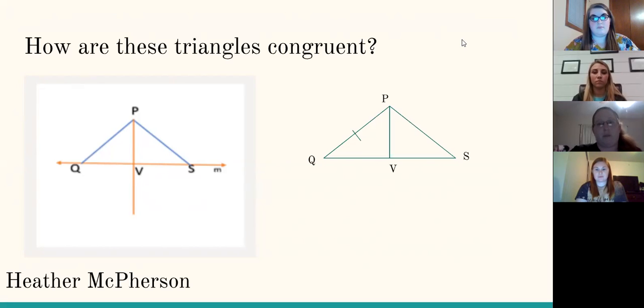Here's your points again, PQ, PS. So the lines are going to be congruent. They're equal to each other along with the angles that are within it. So you'd have a side angle side property, so it makes it congruent.